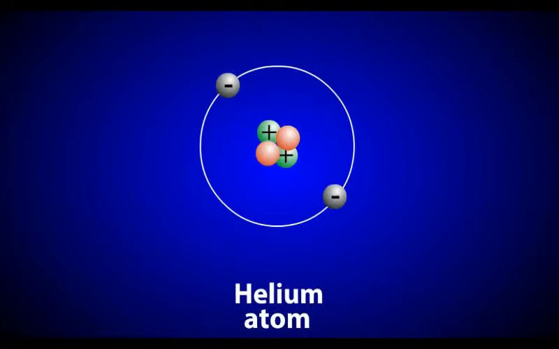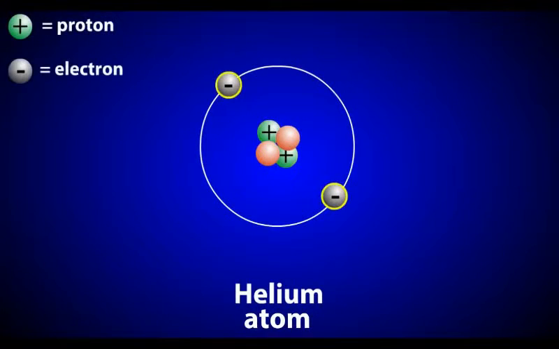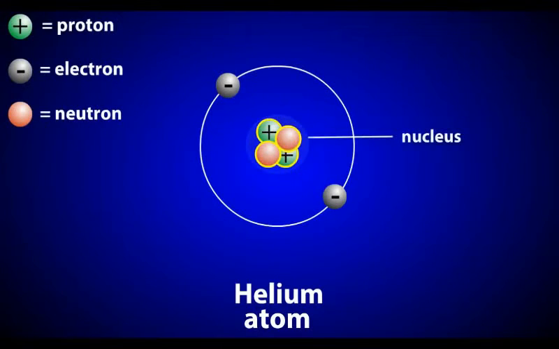Atoms are the fundamental unit of matter. They're made up of three types of subatomic particles: protons, which are positively charged, electrons, which are negatively charged, and neutrons, which have no charge. Protons and neutrons are located in the nucleus at the center of the atom, while the electrons orbit the nucleus.